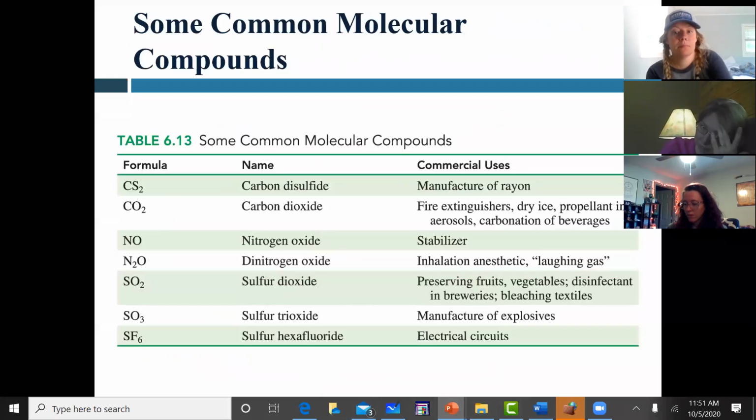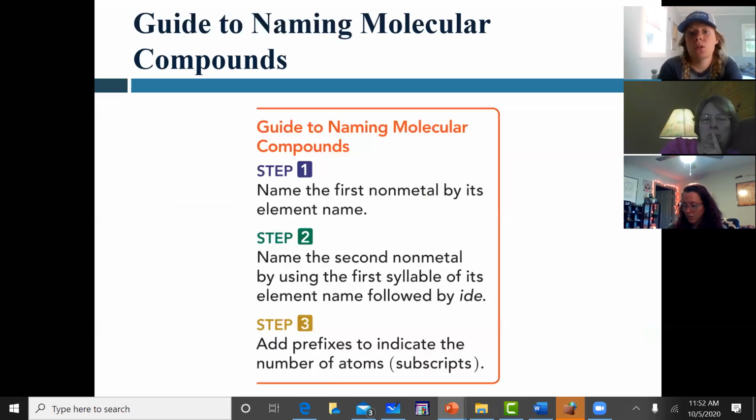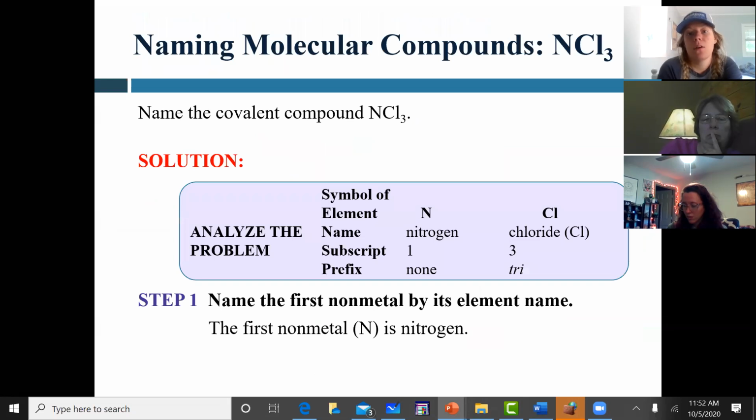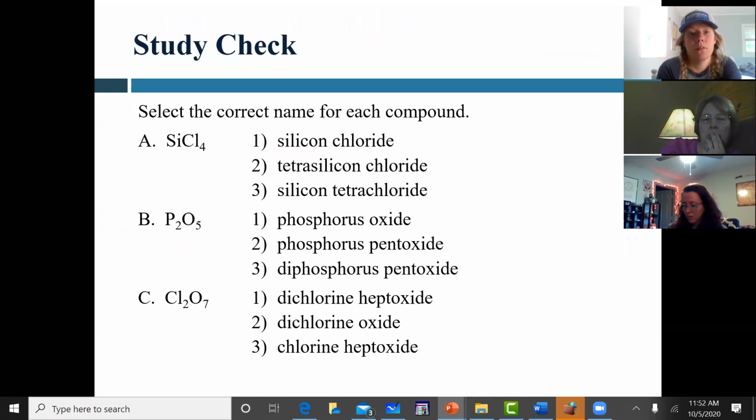So here's some, again, some of these are the regular nomenclature names. They can also have common names. So like N2O, dinitrogen oxide is sometimes called nitrous oxide or laughing gas. You don't need to know the common names. You just need to know the systematic naming. So name the nonmetal, put a prefix, the second guy, put a prefix. So NCl3 would be nitrogen trichloride. All right, go through here and for these here, just name those.